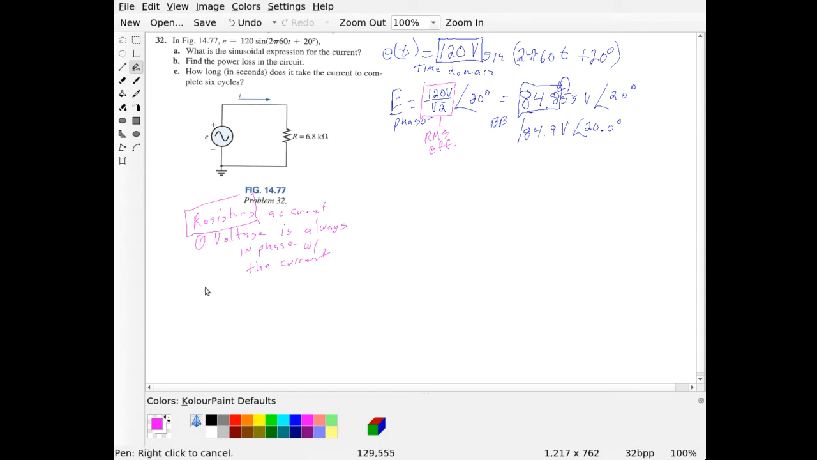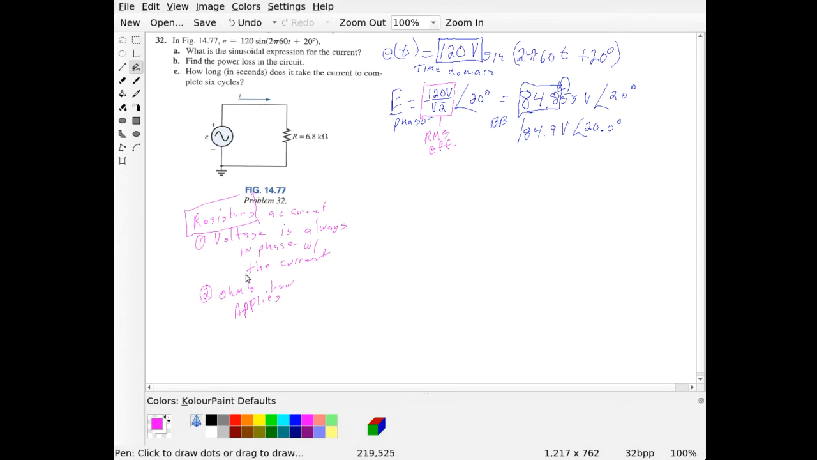And this is really kind of the same thing. If your voltage is at plus 20 degrees, whatever angle that is, the current has the same angle. The other thing is, of course, Ohm's law. Ohm's law always applies.